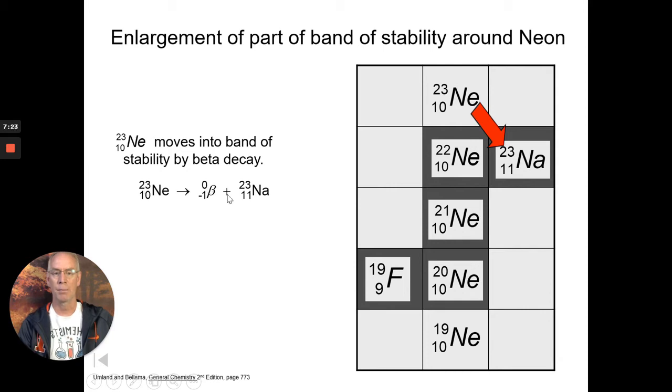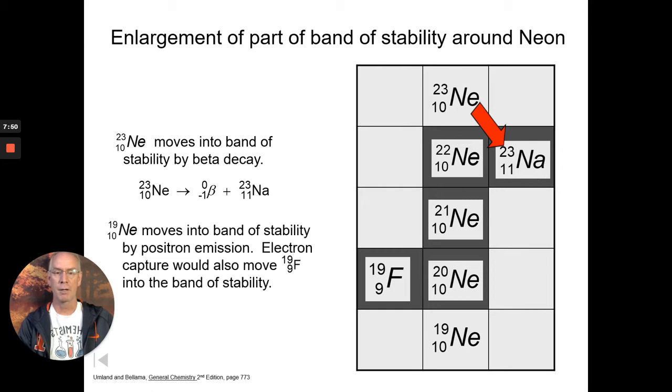23 is 0 plus 23. Great. Look at the bottom numbers. 10 is equal to -1 plus 11. -1 plus 11 is 10. The element 11 is sodium. So neon-23 emits a beta particle and changes its identity and becomes sodium-23, and that's how it gets onto the band of stability.